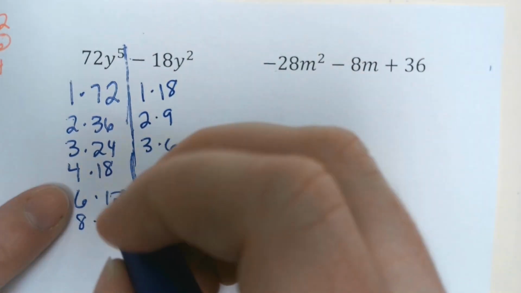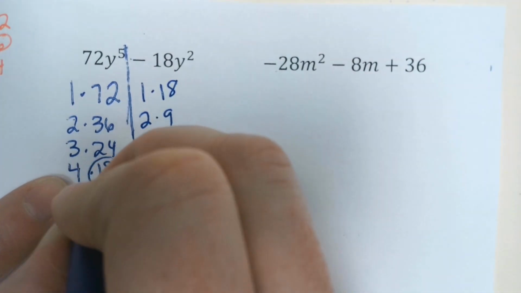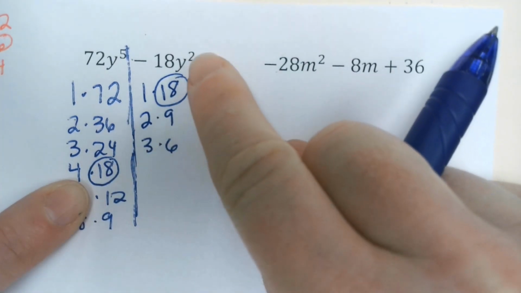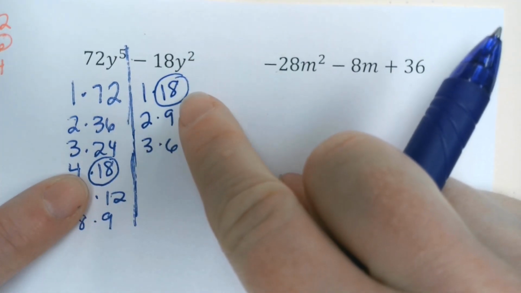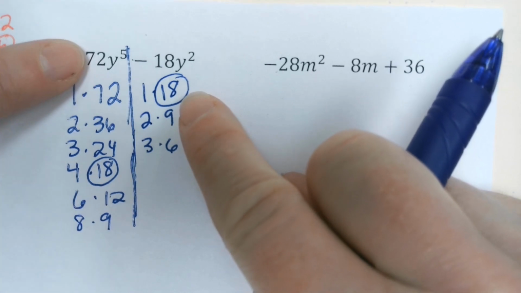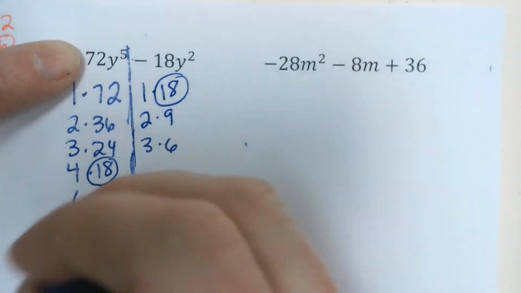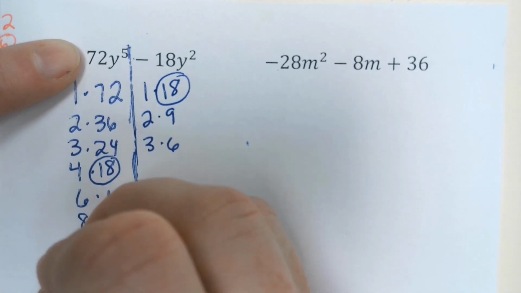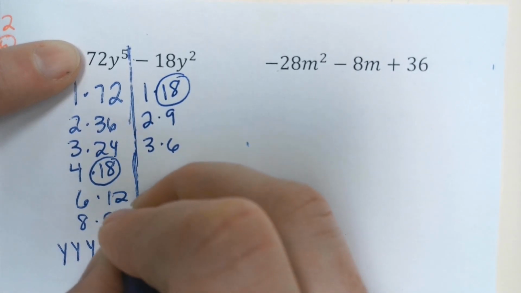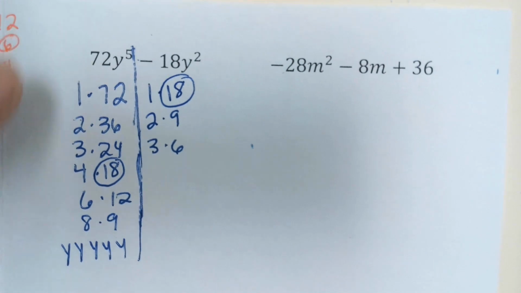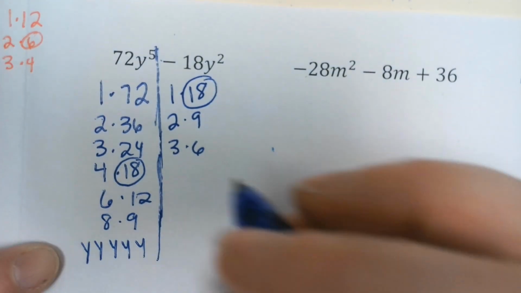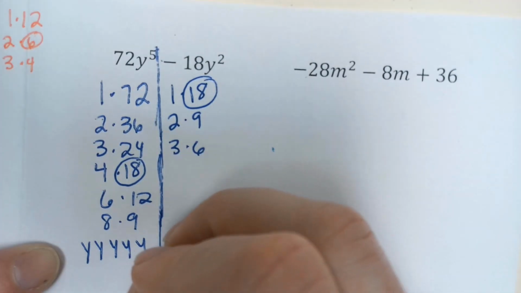Okay, so what I saw earlier was this is our second number, our second term, so that means that's our GCF. So we start with 18, and then list out all your y's. So 72, y, 5. That means I have 5 y's. List out your 5 y's. And then the other one, we have 2 y's.